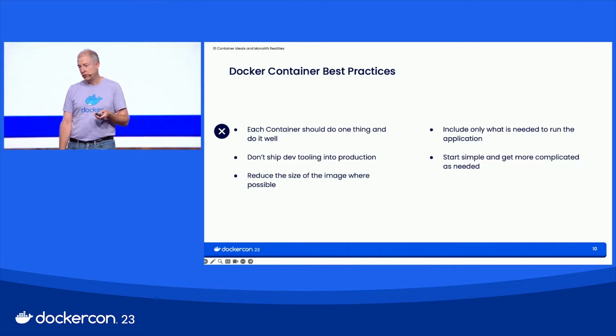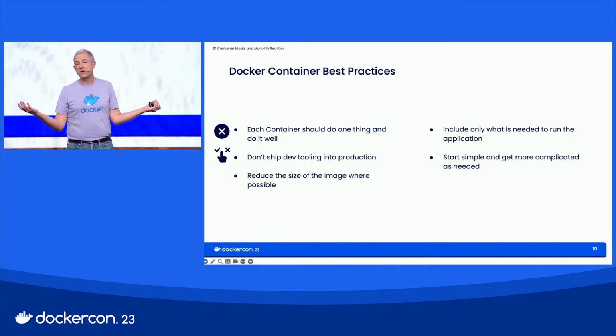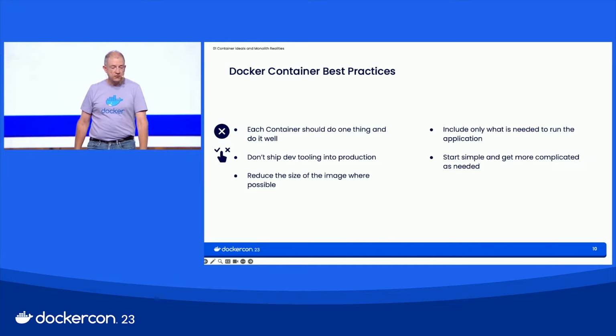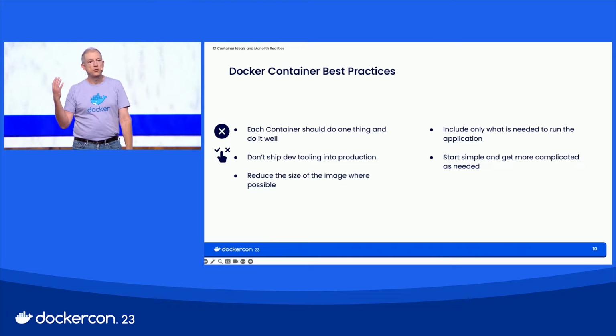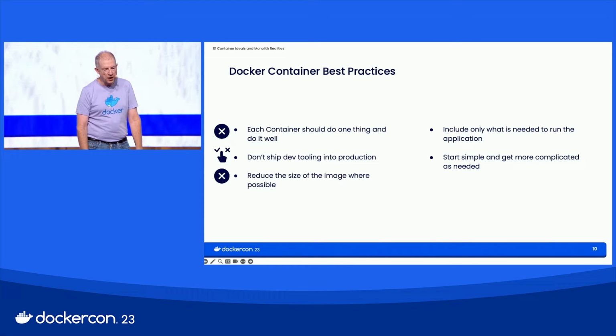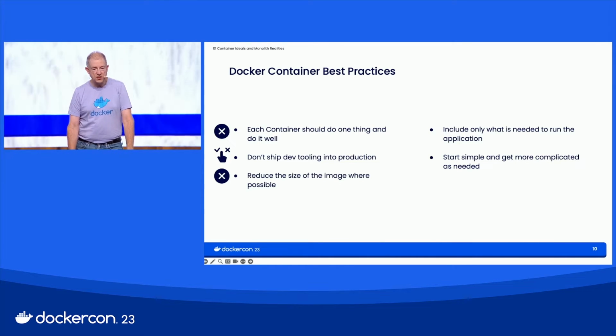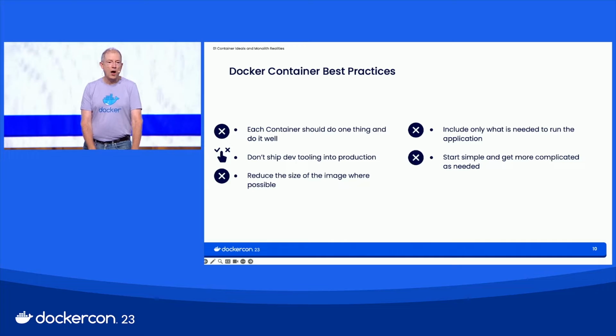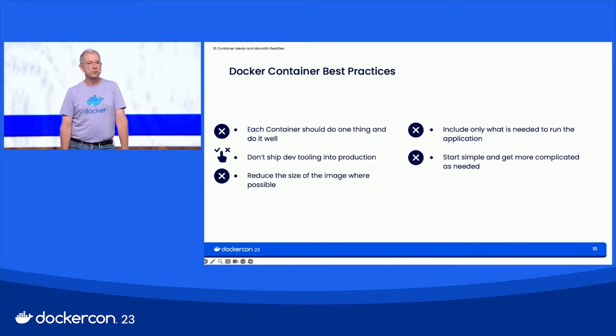Don't ship developer tooling in production. I got no idea. I just got put on this project. I don't know what developer tooling is or isn't in it. Reduce the size of image where possible. This thing's 12.5 gigs. What do you expect? Include only what is needed to run the application. There's literally hundreds of jar files. I don't know which ones of those are actually being used and which ones aren't. Start simple and get more complicated as needed. Yeah, okay. So I'm going to break almost all of these best practices containerizing this application.